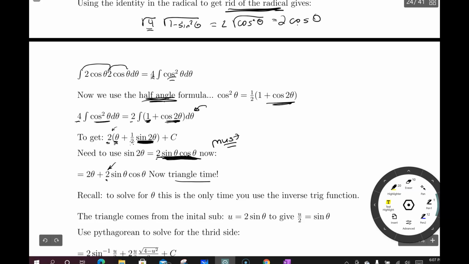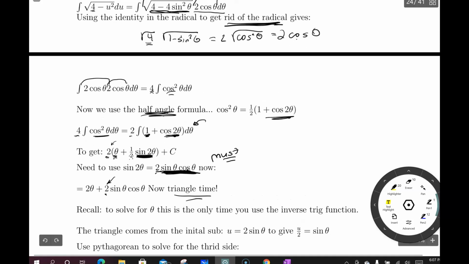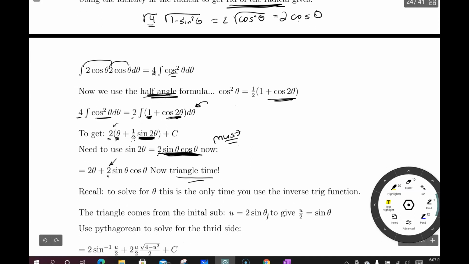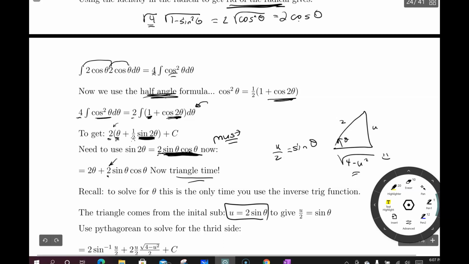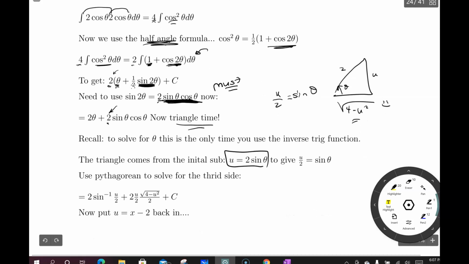Okay, now it's triangle time. Where does the triangle come from again? The original substitution: u over 2 is sine of theta. So if my theta is here, opposite over hypotenuse, this side here should be your little happy moment. That's right, that was in my original integral.